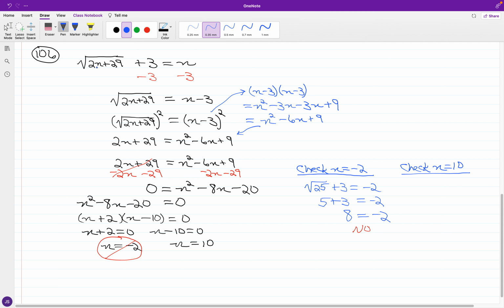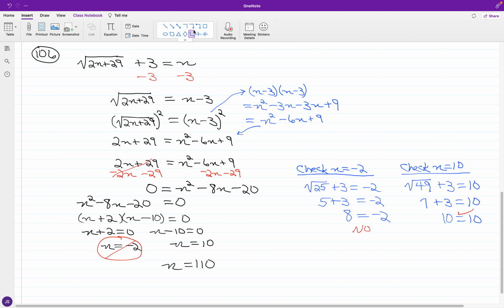Checking out what we have for 10: 2 times 10 is 20 plus 29 gives the square root of 49, plus 3 is equal to 10. The square root of 49 is 7, and 7 plus 3 is 10. So we got 10 on the left and also 10 on the right. The value of 10 checks out, and that is going to be the unique solution for this radical equation in problem 106.